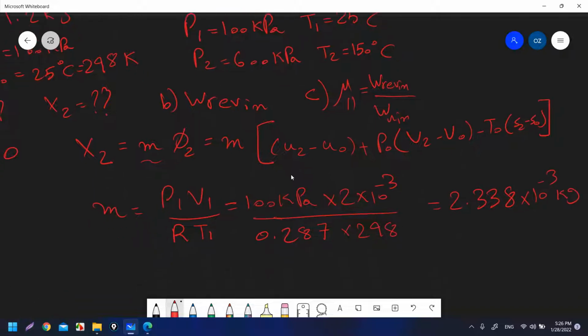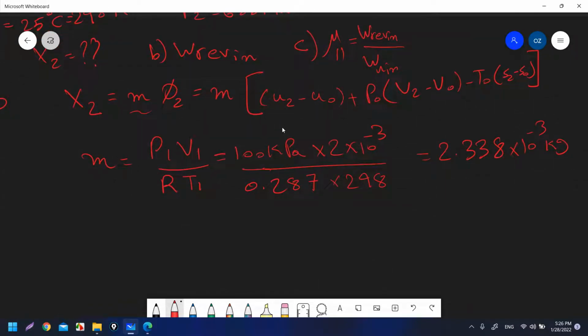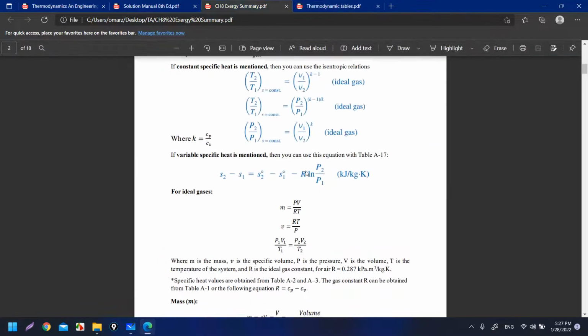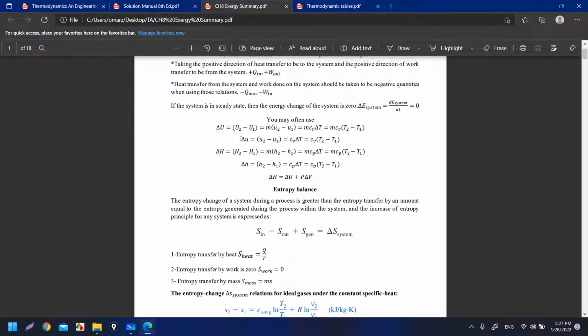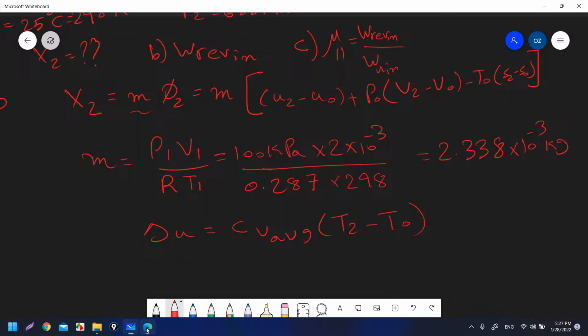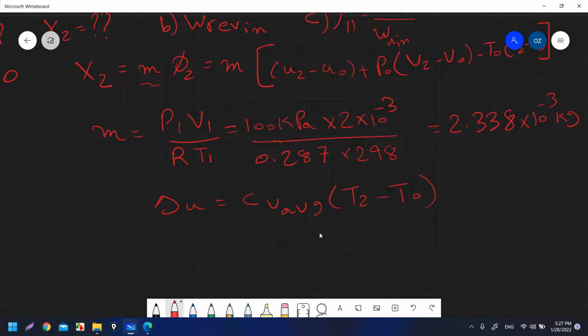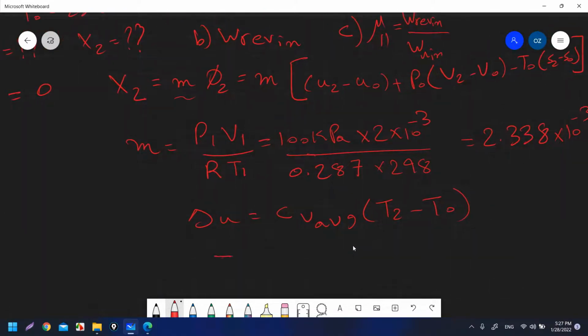For U2 minus U naught, you have to use this equation, Cv average times T2 minus T naught. Okay, that is the equation. But Cv is Cv average. Always you find C at the average temperature. The average temperature of the air, T average, is T2 plus T1 over 2. That is the average temperature.